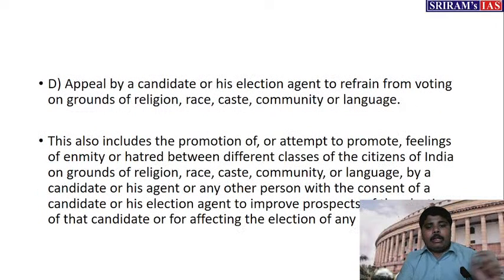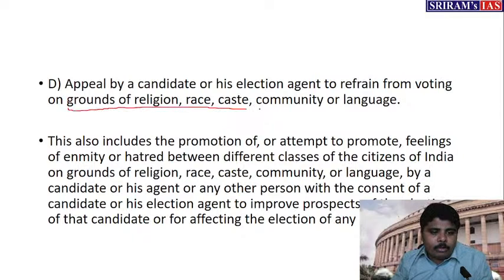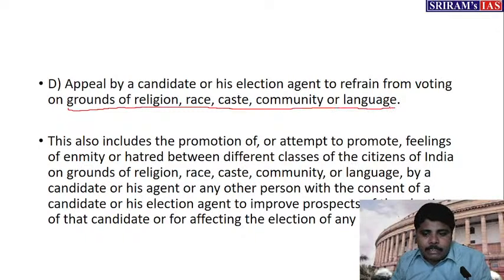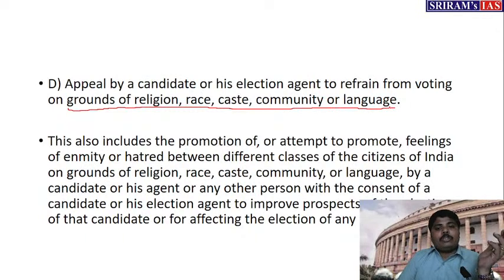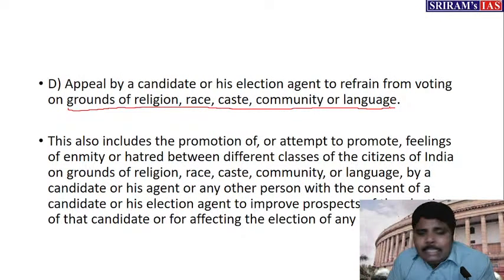Number 4, appeal by a candidate or his election agent to refrain from voting on the grounds of religion, race, caste, community or language. You see, this is still prevalent in India to a very large extent. So don't have any doubt about these. If these factors are anchored in the element of voting, then by default it will be subjected to corrupt practice.